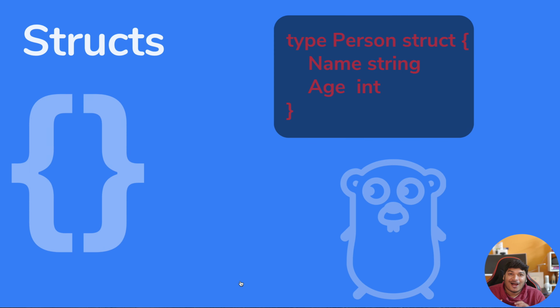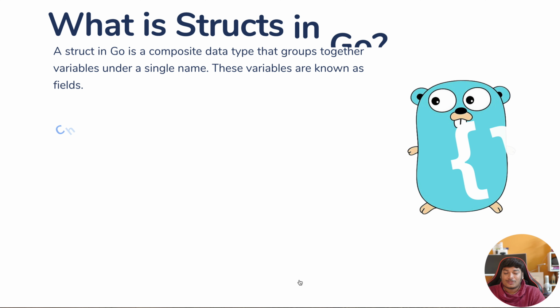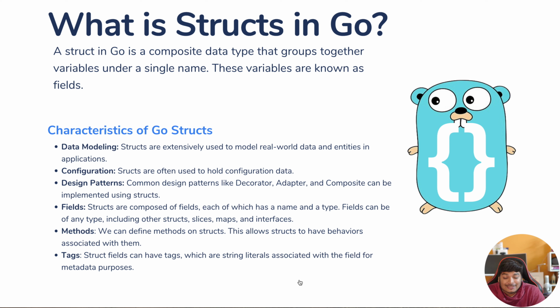Now let's start learning about structs. So what exactly is a struct in Go? A struct in Go is a composite data type that groups together variables under a single name, and these variables are known as fields.